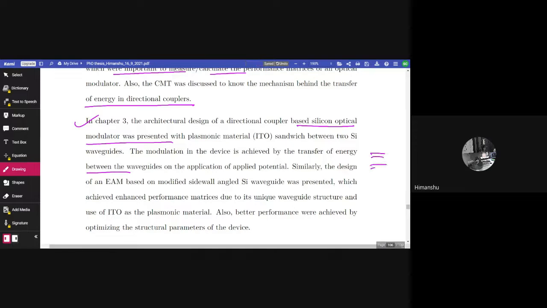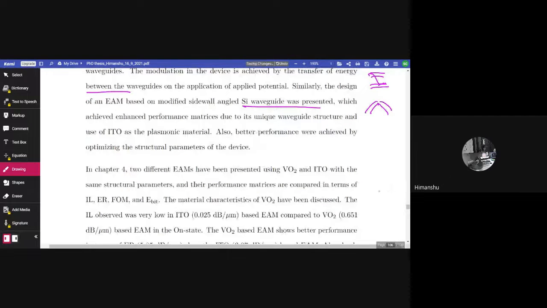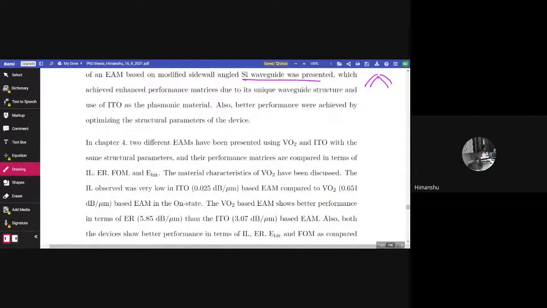Similarly, the design of an EAM based on modified sidewall angled Si waveguide was presented, which achieves better performance matrices due to its unique waveguide structure and use of ITO as the plasmonic material. Also, better performance was achieved by optimizing the structural parameters of the device. In chapter 4, two different EMs have been presented using VO2 and ITO with the same structural parameters, and their performance matrices are compared in terms of IL, ER, FOM, and EBIT.